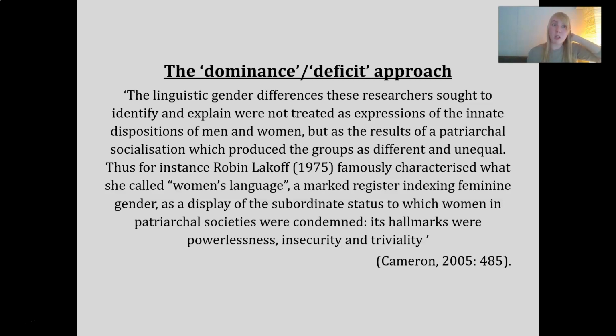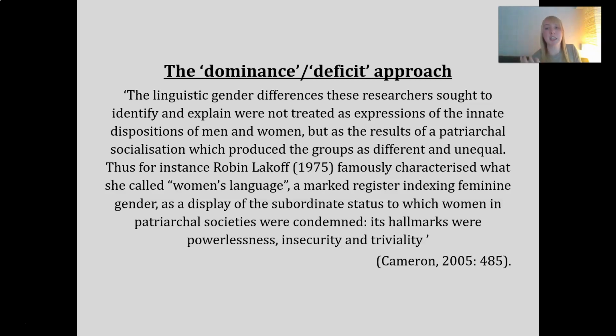And Deborah Cameron, who I would really recommend as a fantastic researcher in this area, in fact runs a blog that you can find on Google, where she writes about all sorts of different topics to do with language and gender. In this article that I'm quoting from here, she is taking a look back over language and gender studies since it first came to the fore in the 1970s. And this is what she says.